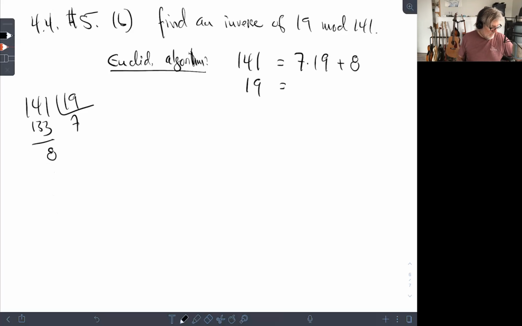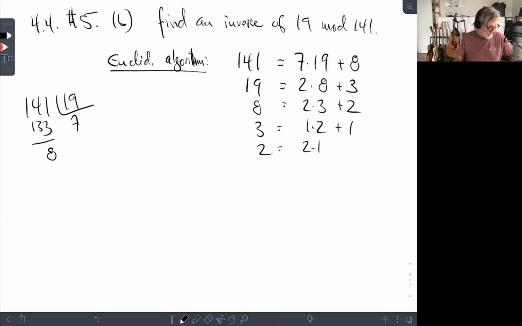Then I repeat. 19 is 2 times 8 plus 3, we're moderately lucky. 8 is 2 times 3 plus 2. 3 is 1 times 2 plus 1. And 2 is 2 times 1 plus 0. I stop. This is as expected: if I'm asked to find the inverse of 19 mod 141, the GCD had better be 1.